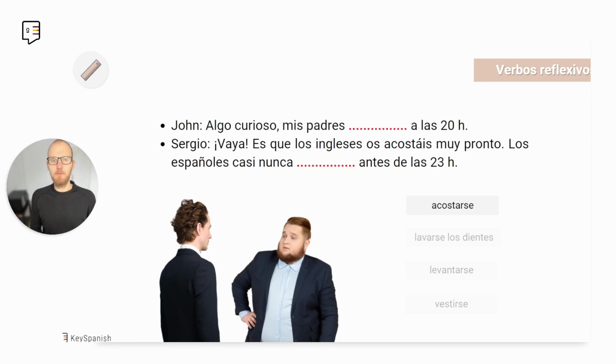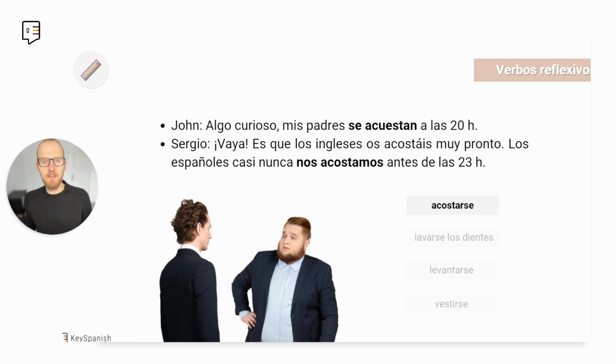And one more would be John saying, algo curioso, mis padres a las 8. Sergio replies, vaya, es que los ingleses os acostáis muy pronto. Los españoles casi nunca antes de las 11. What are the missing verbs and forms? Well, the verb is acostarse, obviously. What's the correct form here? It would be mis padres se acuestan. My parents go to bed at 8. And, well, Sergio is surprised. Spanish people, we almost never go to bed before 11. Casi nunca nos acostamos antes de las 11.